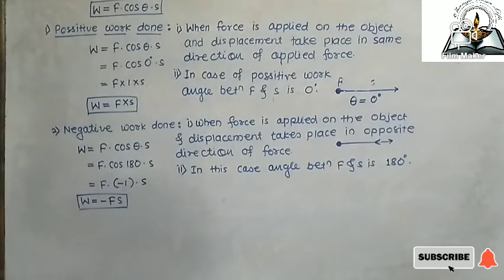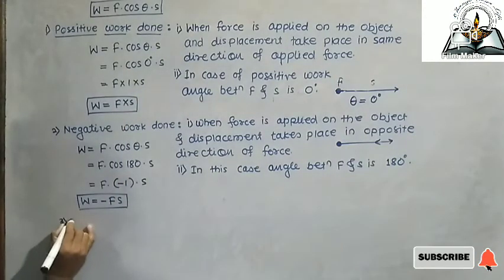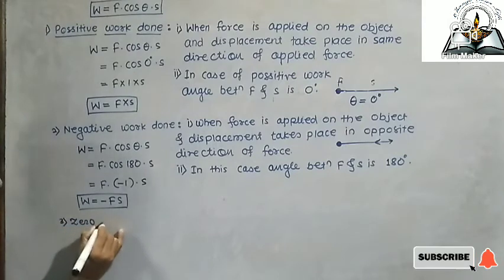So this is the negative work done. In the first case we have seen the positive work done, next the negative work done, and next the third is the zero work done.